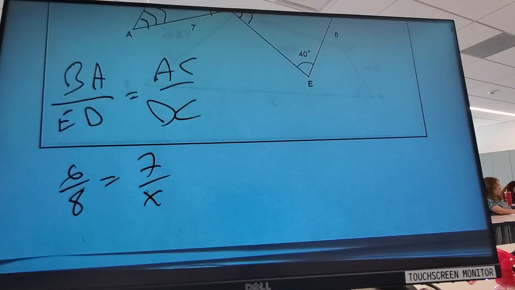The only time you can efficiently use it directly is if I have a fraction equals a fraction. That's the only time it works. And then it's a shortcut.